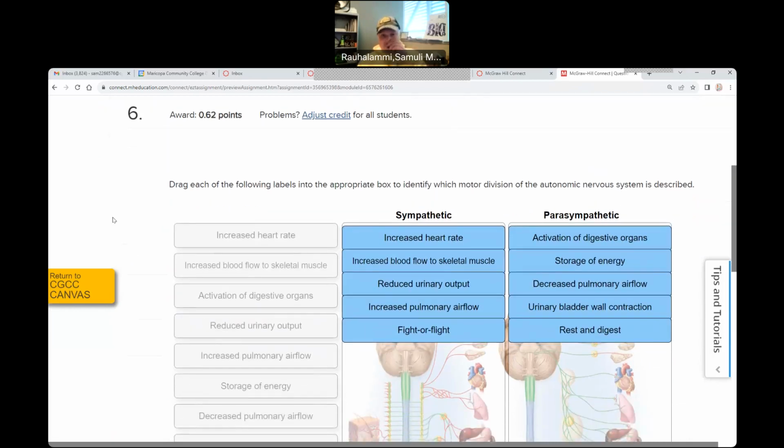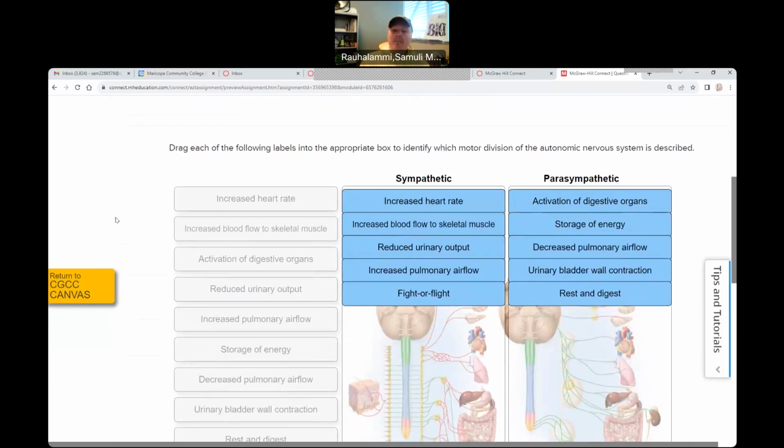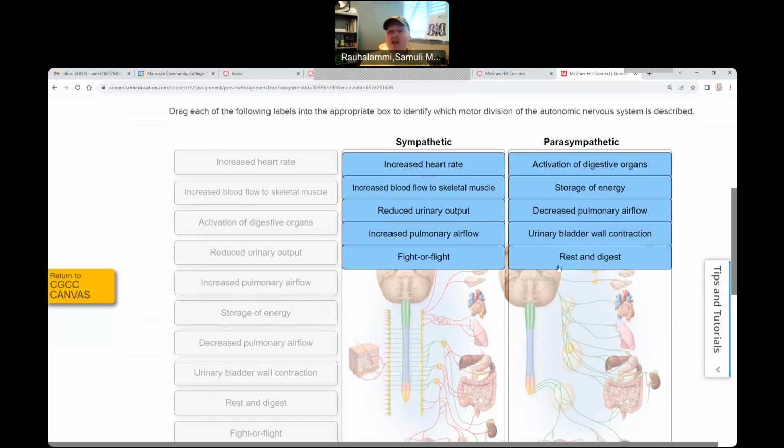I have here further questions about the sympathetic and parasympathetic nervous system. We're getting to drag and drop. So let's look at the parasympathetic first. These are things like activation of digestive organs, storage of energy, decreased pulmonary airflow, so you're not breathing at that very high rate, it's a more calming rate. The urinary bladder is going to be activated. These were those rest and digest responses.